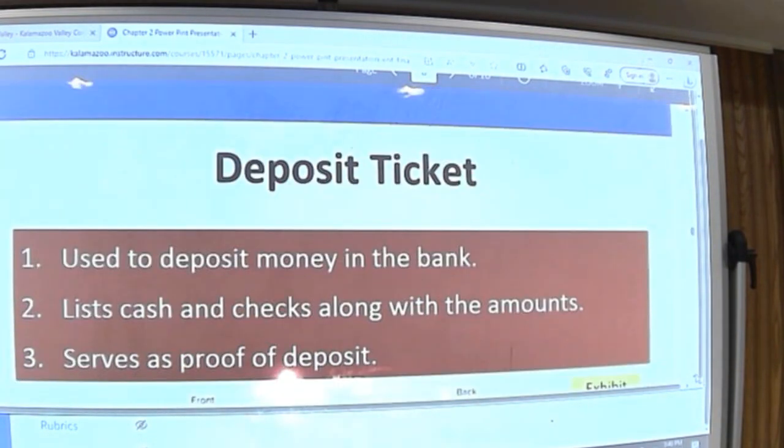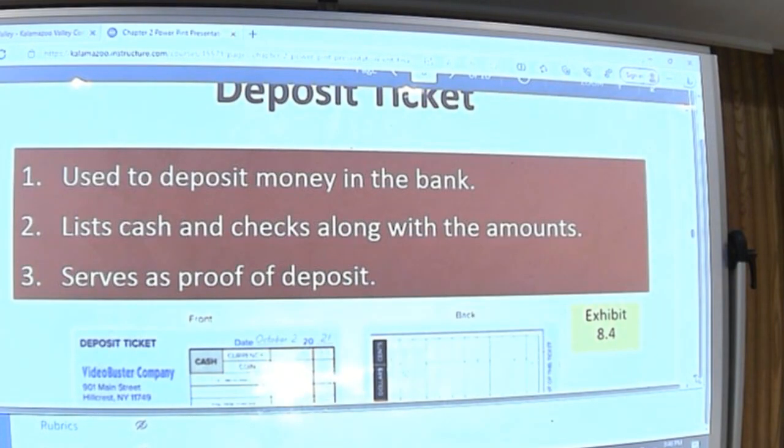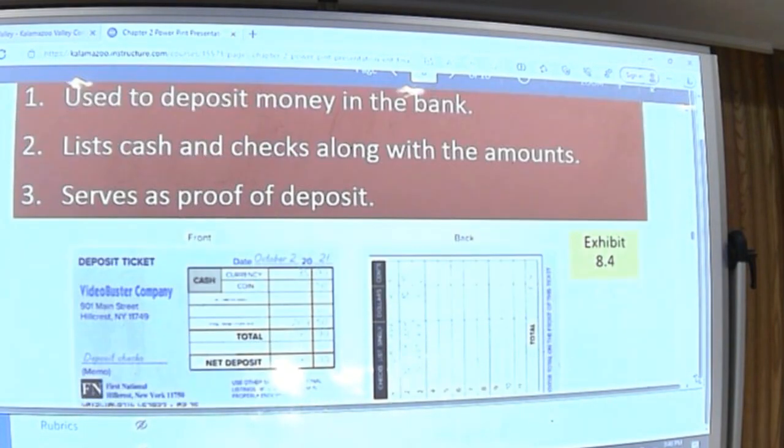Here's a picture of a deposit ticket. Probably worked with this as well. It lists the cash and checks along with the amounts. The summary is on the front of that document. You can see a picture of it there. And the actual checks that you deposited are listed on the back. And it's important to us because it shows that we actually put that money in the bank.